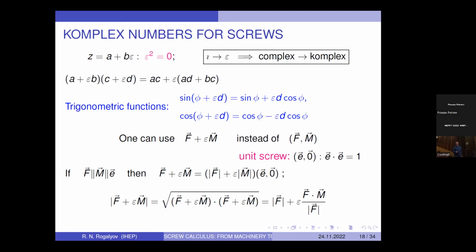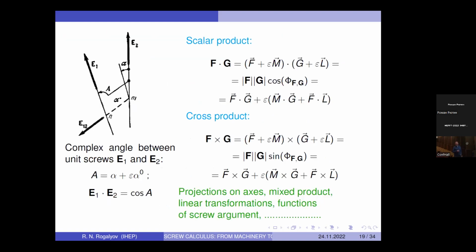We can introduce the concept of a unit screw, which is given by the pair where the vector of momentum is 0 and the vector of force is unit. We can express an arbitrary screw in terms of a unit screw in the same direction, and we can find the absolute value of a screw, which is given by a dual number. And we can define the scalar product of two screws, and therefore we can define the cosine of an angle between skew lines as the scalar product of unit screws along these lines.